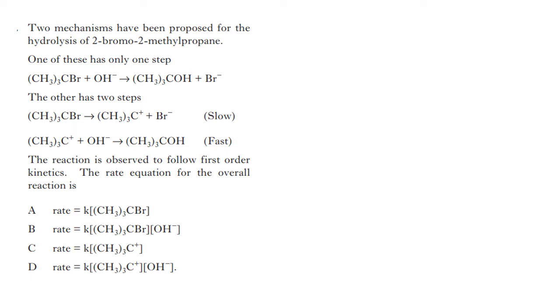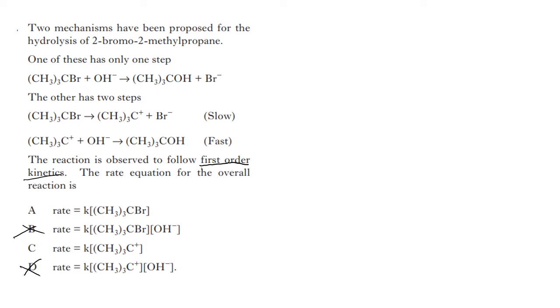So we've got two mechanisms that have been proposed for the hydrolysis of 2-bromo-2-methylpropane. One has only one step, and the other has two steps. Now, the reaction is observed to follow first-order kinetics. And remember, the order of reaction can only be determined through experiment. And we are told that it is first order, so that has been determined. So we need to look down all of these and find out which one could be the rate mechanism. Well, if it's first order, there's only one concentration involved. So B and D have two different reactants in them, so they cannot be first order.